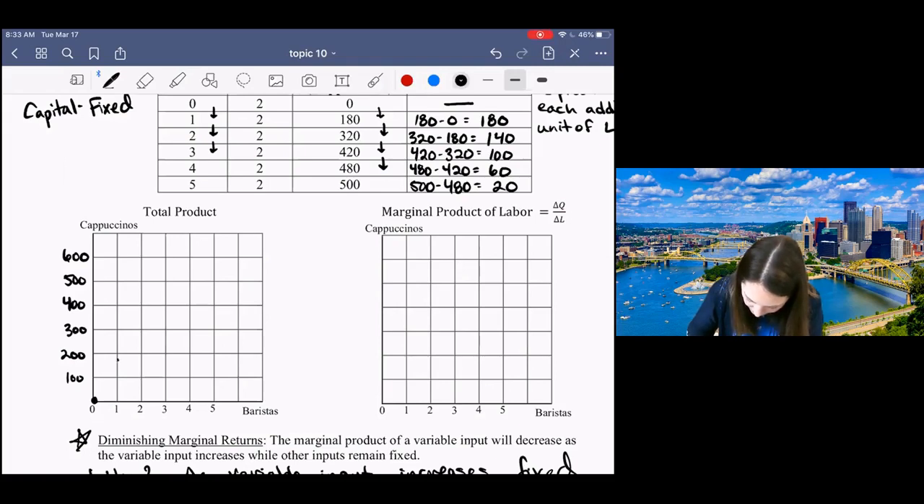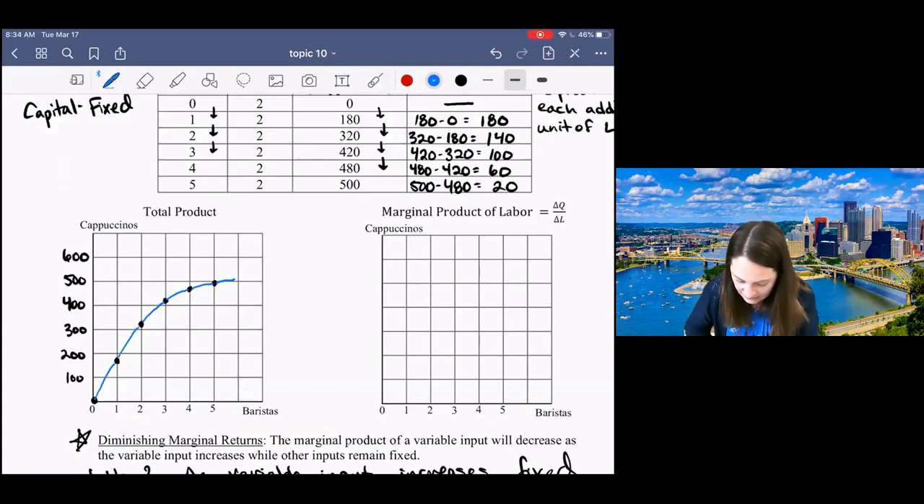If I have 1 worker, I produce 180. And this does not need to be precise here. We're just trying to get a sense of the general shape of this line. Okay, 480 and 500. If I go ahead and connect these dots, which is really very incorrect because the table problem is discrete and here I'm making it continuous. The point here is to try to help you visualize what this type of function might look like as a graph.